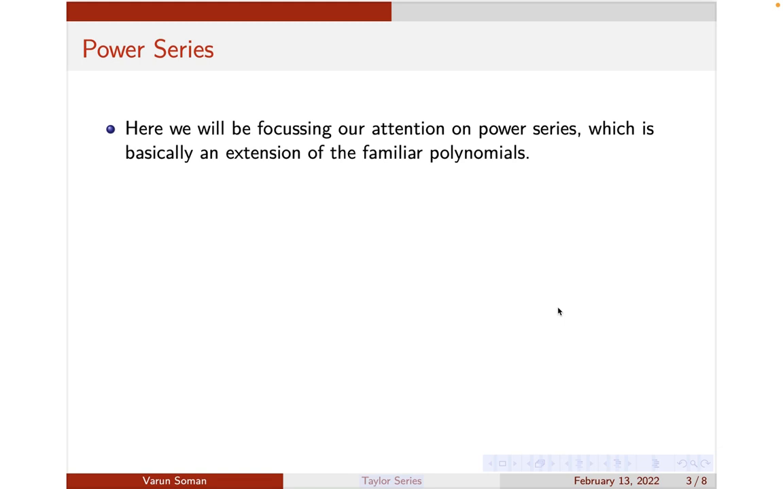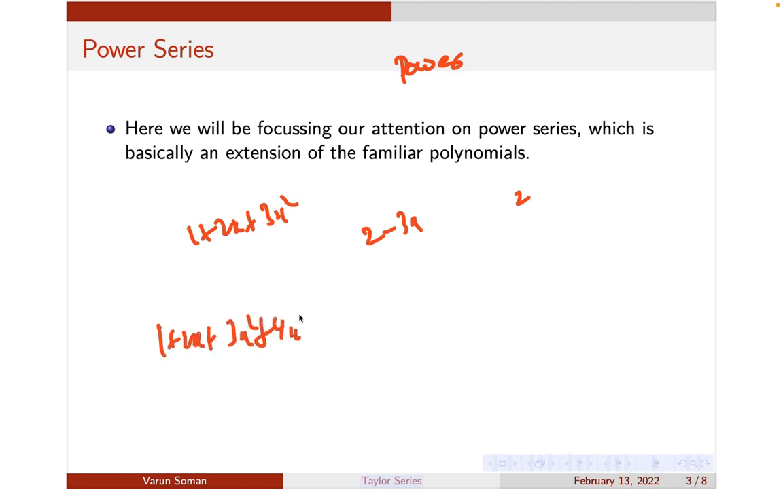Here we are going to study power series. What do we mean by power series? A power series is basically an extension of the familiar polynomials. For example, 1 plus 2x plus 3x square is a polynomial, 2 minus 3x is again a polynomial, and 2 is a polynomial. A power series is an extension of these polynomials with infinitely many terms in the expression. For example, it can be 1 plus 2x plus 3x square plus 4x cube, etc., going on increasing like this. So a power series is basically an infinite extension of polynomials.